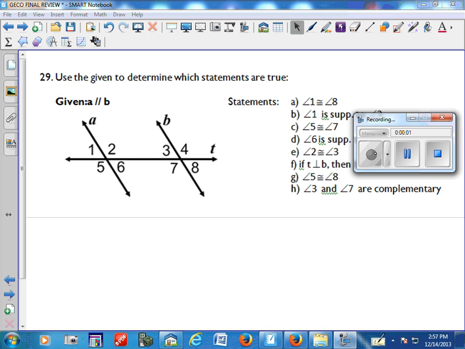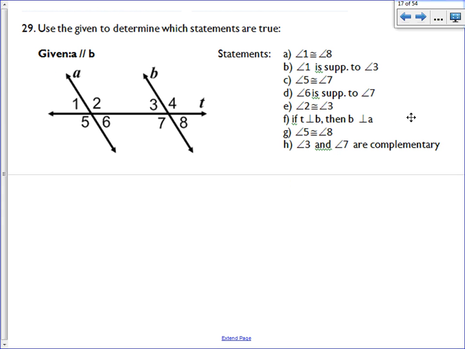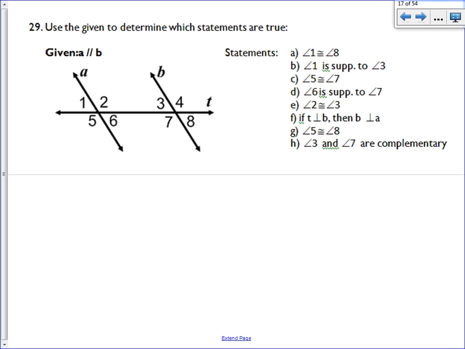Okay, so here's problem number 29. So use the given to determine which statements are true. What's the given? This information right here. The two lines are parallel.